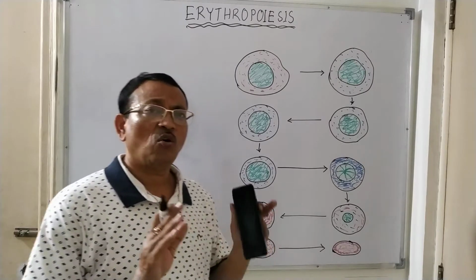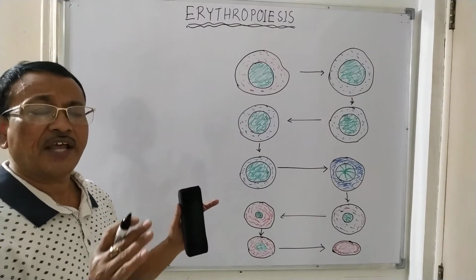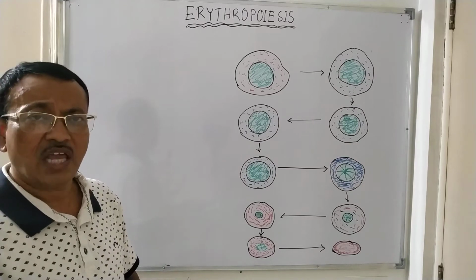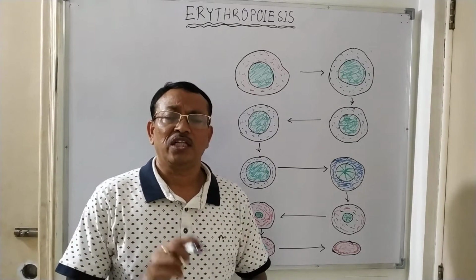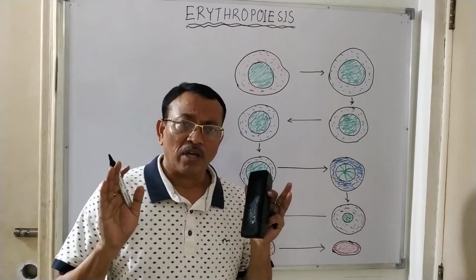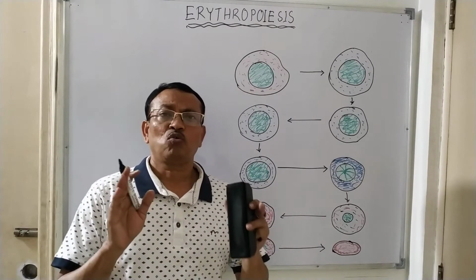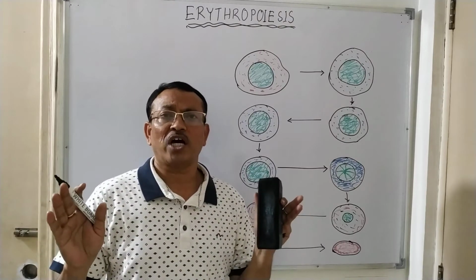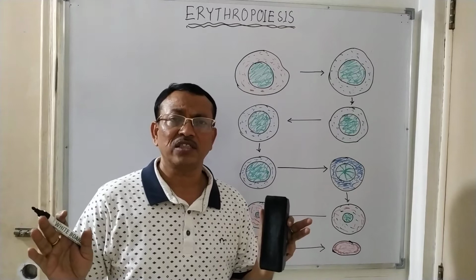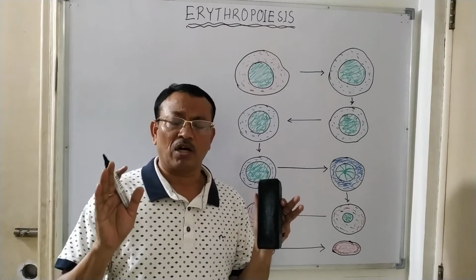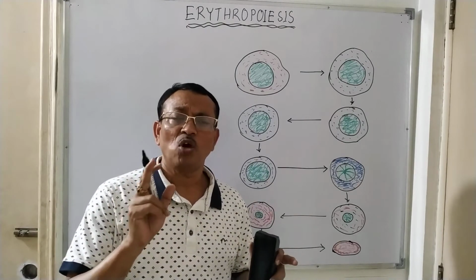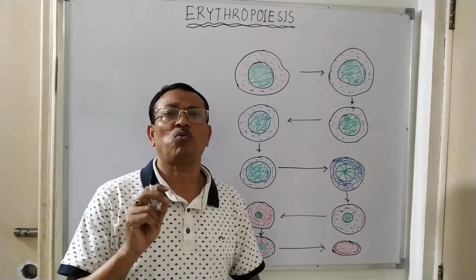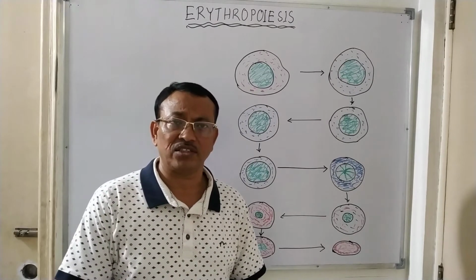So let us see what erythropoiesis is and how the RBC is formed from the hemocytoblast. As I told earlier, from the hemocytoblast, two types of stem cells are formed. Those are known as the committed stem cells, and these committed stem cells are of two types. One is the myeloid stem cell series, and another is the lymphoid stem cell series.